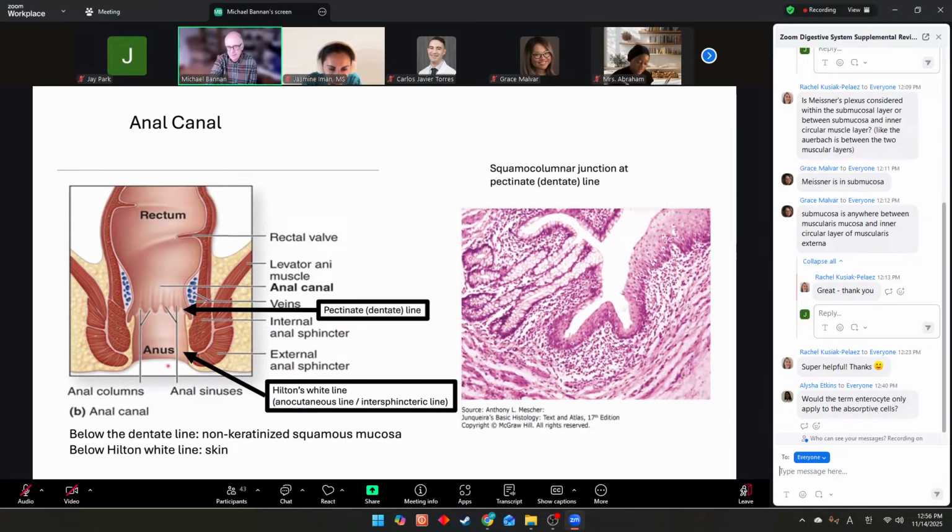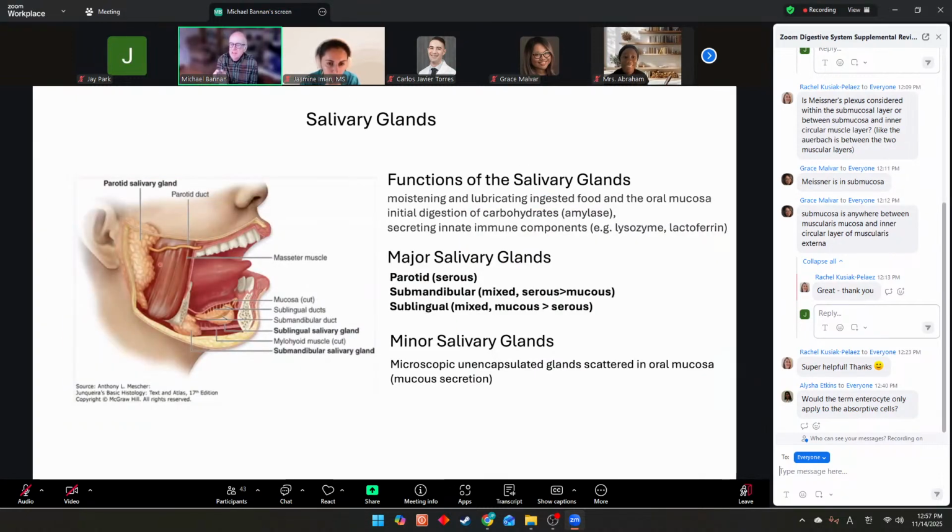Okay, but the key transition zone is actually this pectinate or dentate line, in which beneath that line is non-keratinized stratified squamous epithelium, and above it is a little bit of what we refer to as transition and then columnar lined mucosa, like we see in the remainder of the large intestine. Okay, so that's the GI tract.